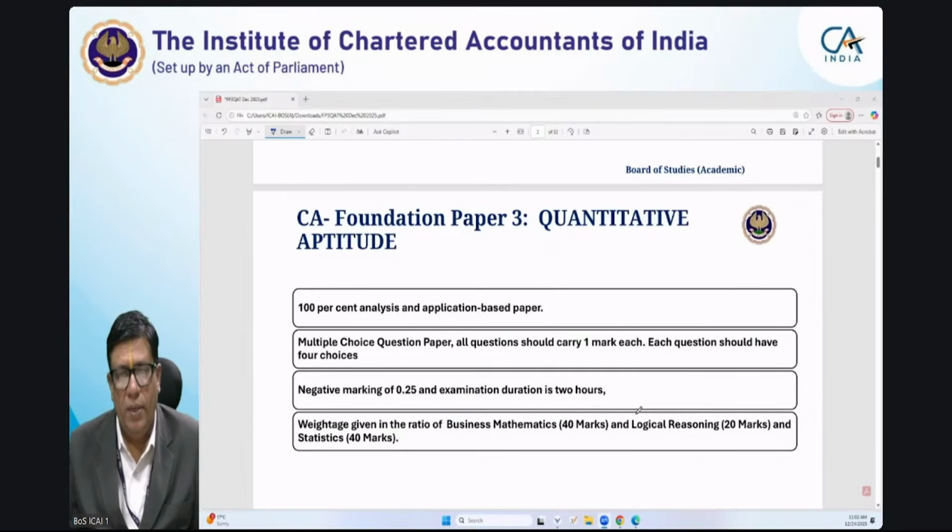You know very well this is a quantitative aptitude paper. The ratio is: business mathematics 40 marks, logical reasoning 20 marks, and statistics 40 marks. The chapter-wise weightage of marks in business mathematics, logical reasoning and statistics will be discussed in the coming slides.